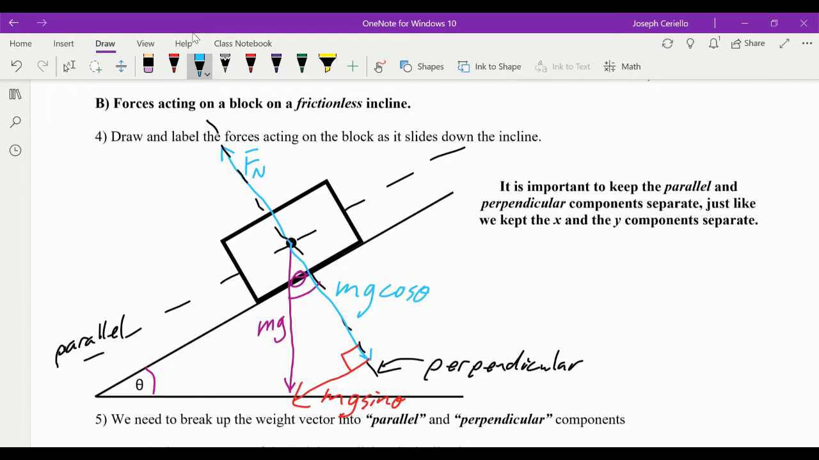Now, it can be a little bit confusing, this mg sine theta, because it's far away from the middle of the box, so I'm just going to move that. So I'm going to get rid of mg sine theta there, and I'm going to draw it right here.